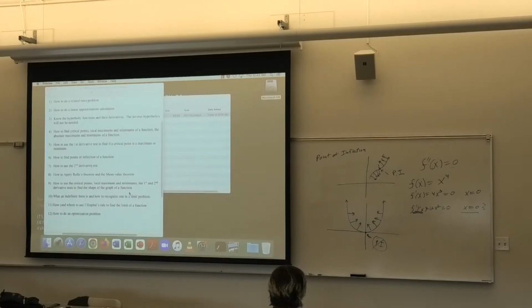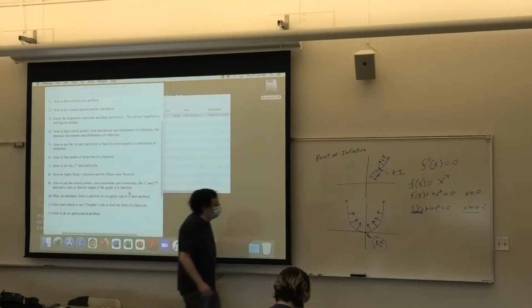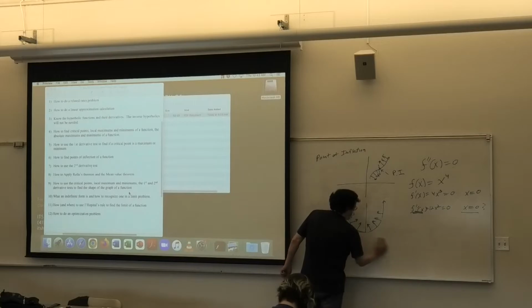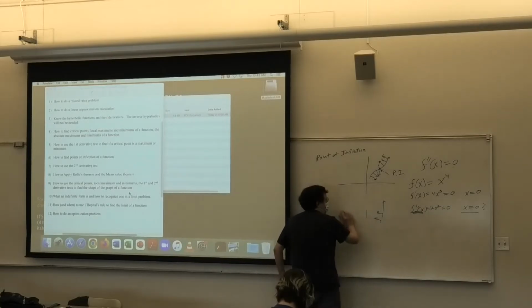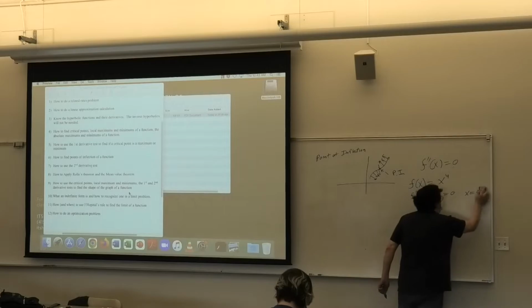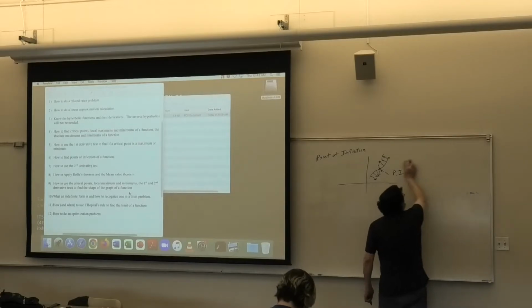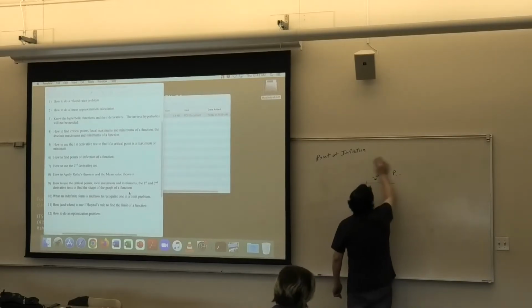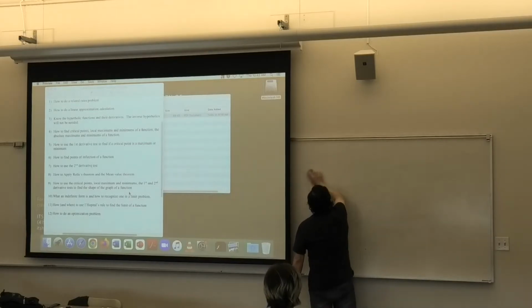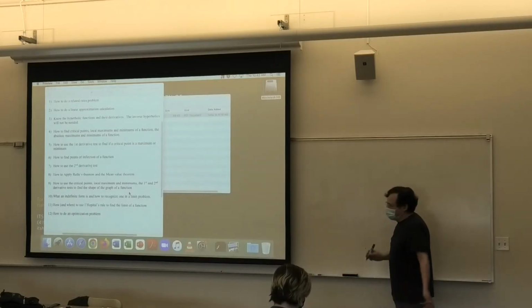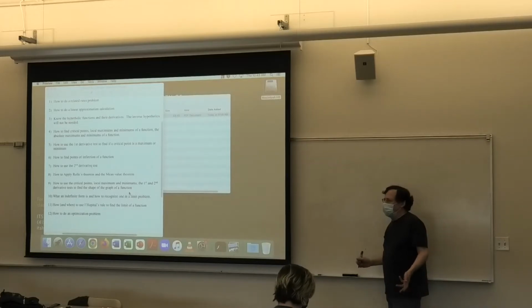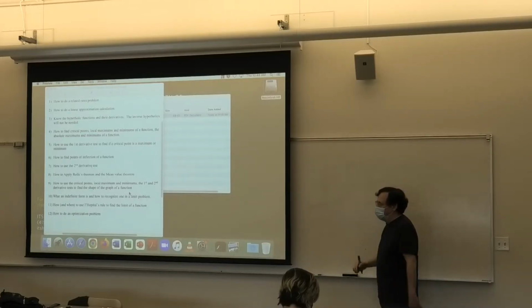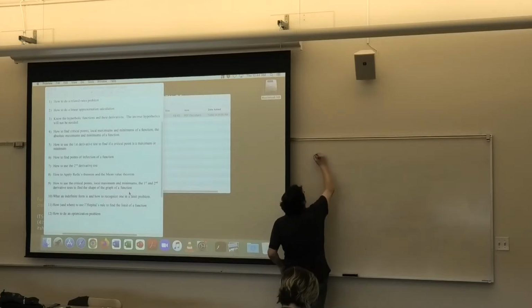Anyone want to hear about how to apply Rolle's theorem and the mean value theorem? So, it helps to know what. I think I'll just deal with the mean value theorem. Then I can just point out how Rolle's theorem is the same thing, only simpler.